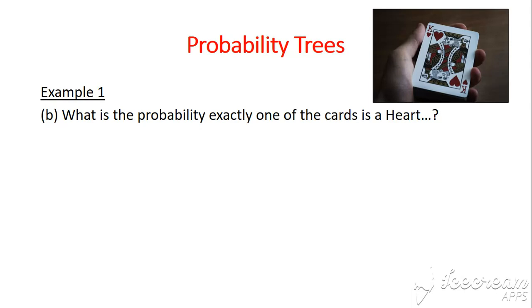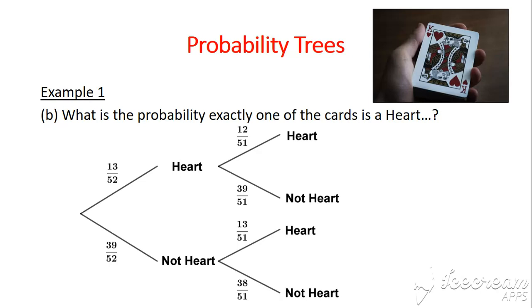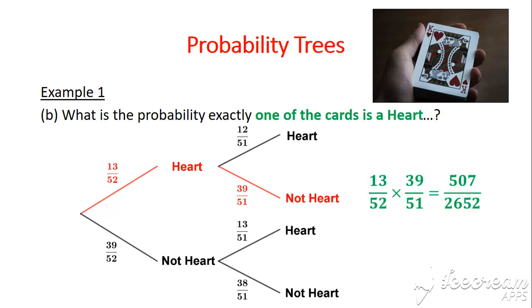Part B: what's the probability exactly one of the cards is a heart? So here's our tree diagram once more, and we've got two scenarios. The first scenario is we could have a heart and then not a heart, and we multiply those two probabilities to get 507 chances out of 2,652. But there's another scenario that could happen, and that's to not get a heart first and get a heart second. We multiply those probabilities to get 507 chances out of 2,652.